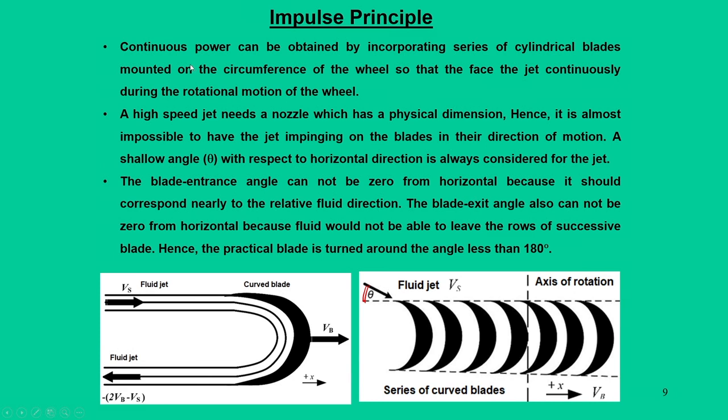So, what I have explained here is that continuous power can be obtained by incorporating a series of cylindrical blades mounted on the circumference of the wheel, so that the jet continuously rotates the wheel. But a high speed jet needs a nozzle; that means to achieve this fluid jet we require a nozzle. And of course, it is almost impossible to fix the nozzle so that it gives the fluid jet at a 0 degree value of theta and caters to all the blades. So, for that reason a shallow angle theta is maintained, with respect to the horizontal direction of the jet. And of course, we cannot achieve 180 degree deflections.